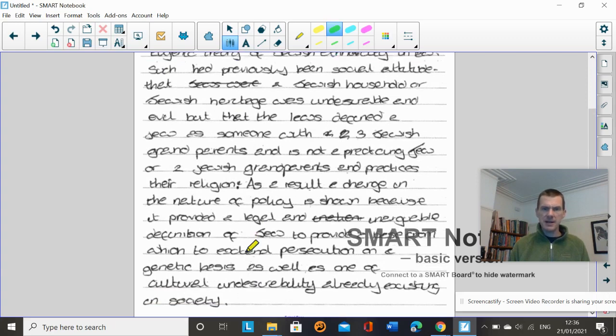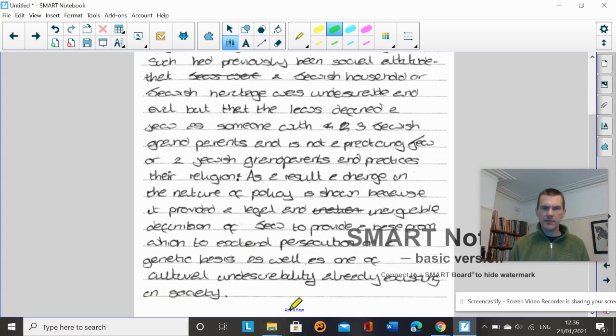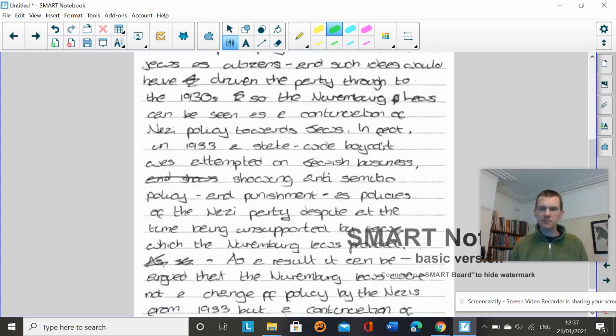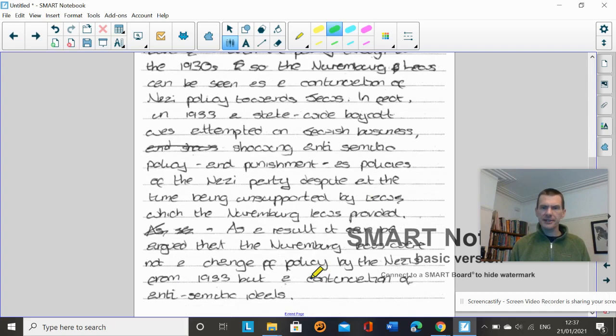And we'd hope to see down here at the bottom, that's quite a long last sentence: as a result of change in the nature of policy. There they're concluding that bit. Nice. Then into the second half of the essay, despite changes, fundamental ideas behind them were only a continuation. And there at the bottom of this paragraph, again, you can see the word continuation behind the annoying watermark.